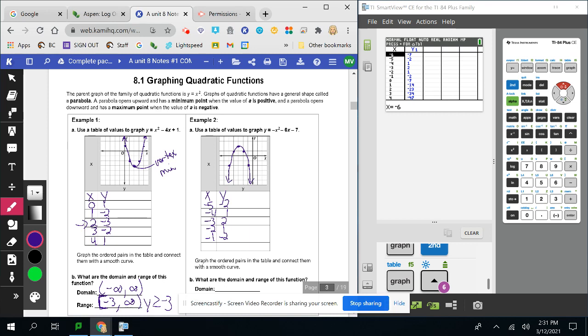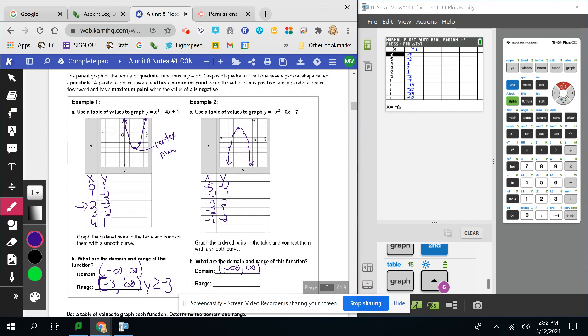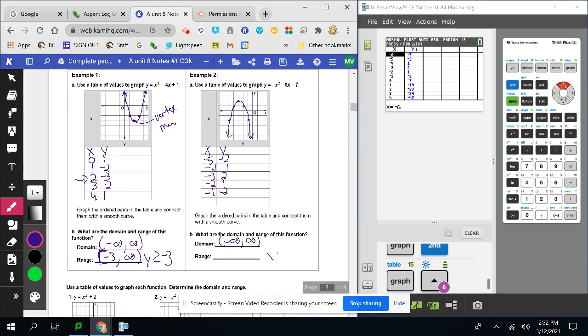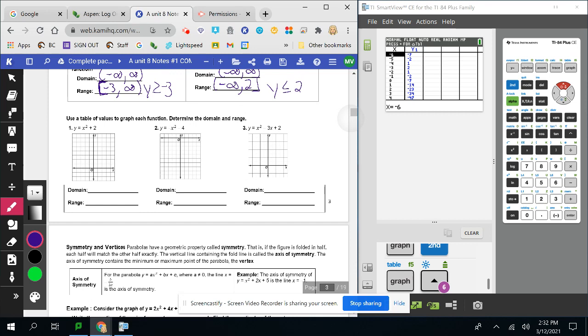Again, my domain is all real numbers. My range this time is y is less than or equal to 1. This should be, sorry, less than or equal to 2. So y is less than or equal to 2, which means it starts at negative infinity and goes up to 2. Now I want you to pause and try the next 3.